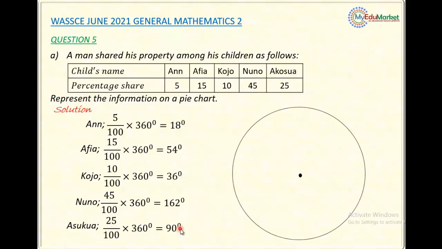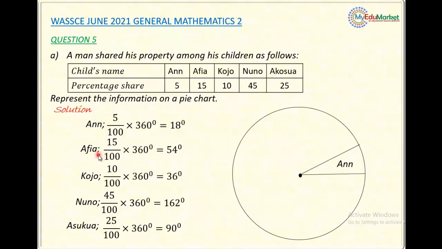So this is the circle. I'll use my ruler and protractor to measure those angles, starting with Anne. I'm going to use the protractor to measure an angle of 18 degrees exactly. So I'll draw a line like this, then put the protractor and measure the angle 18 degrees accurately. This is going to be the sector for Anne, and this angle after measuring it with the protractor is 18 degrees. And you now write the child there, Anne.